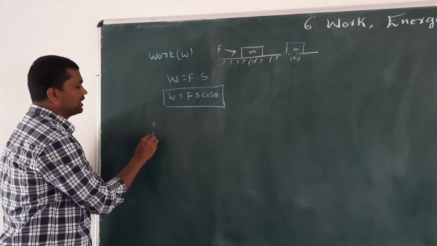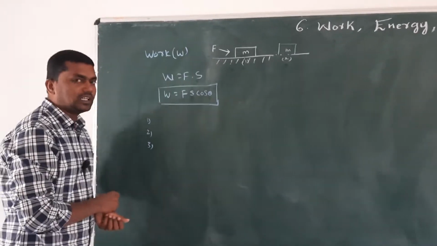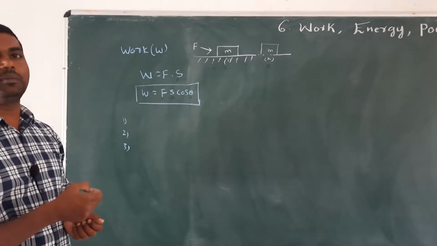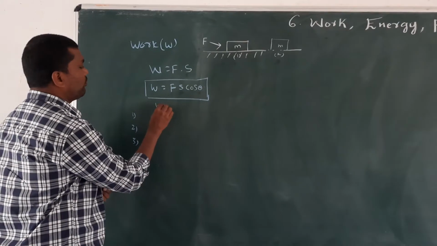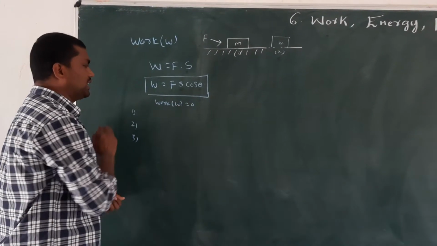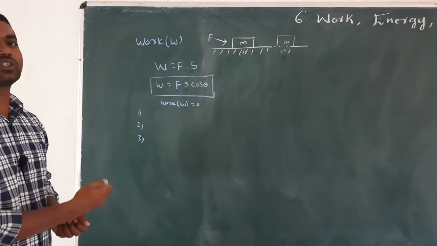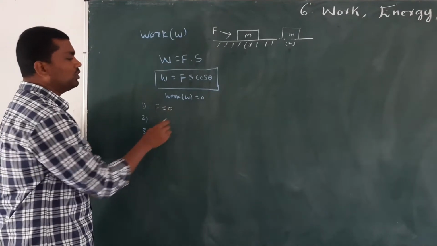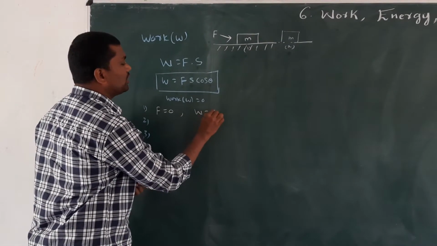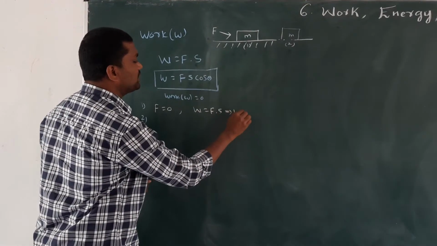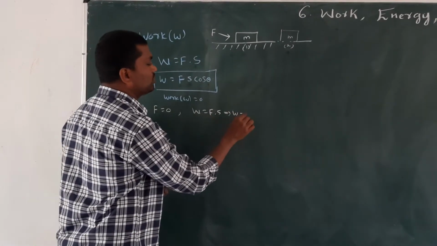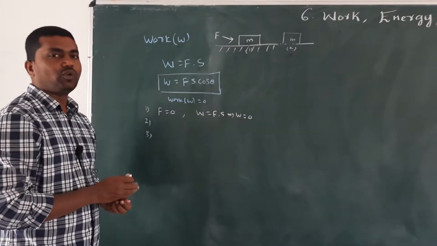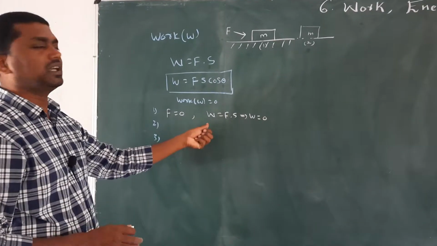We have to take three conditions. What are the conditions where we apply force on the object, but the work will be zero, where W is zero? First condition: suppose the applied force on the object is zero, that means F is equal to 0. The formula is W is equal to F dot S, so W is equal to 0 into S, which is 0. So the first condition is, if the force is 0, then the work will also be 0.